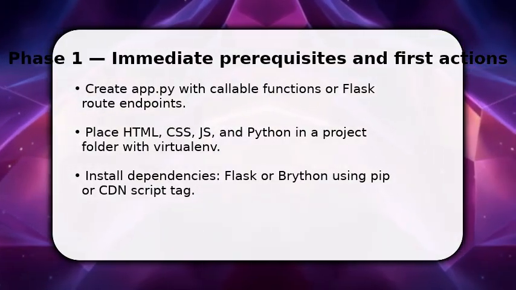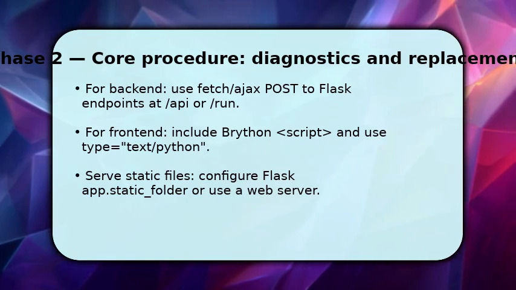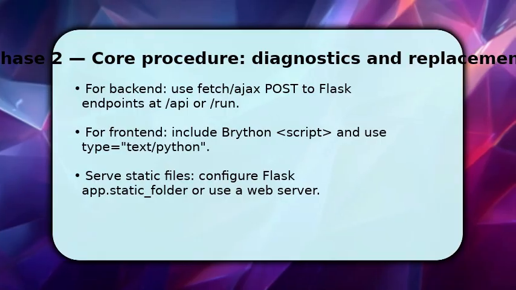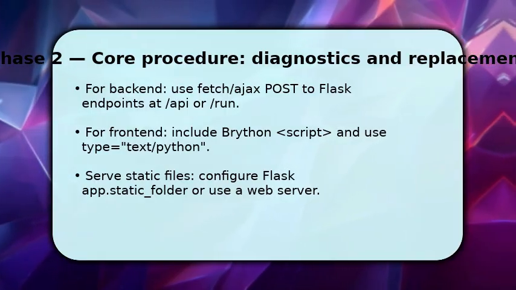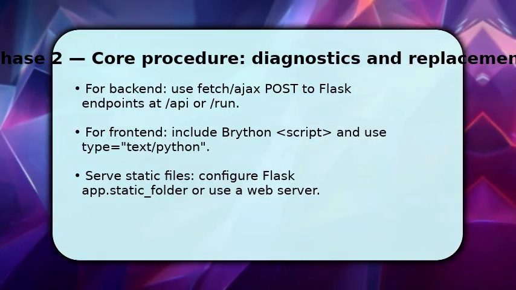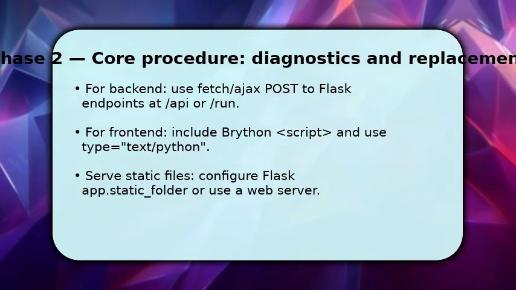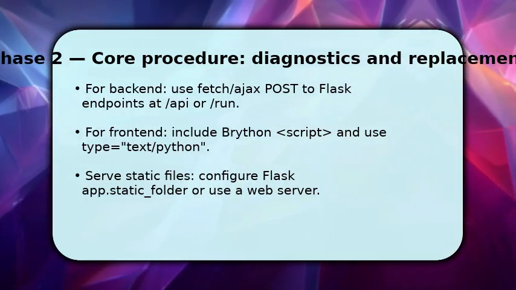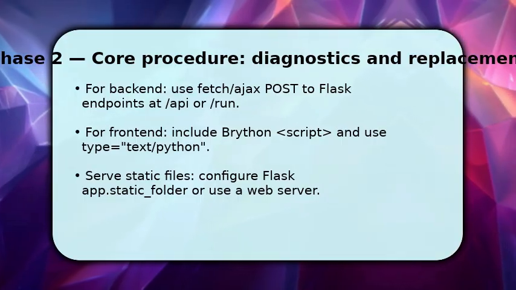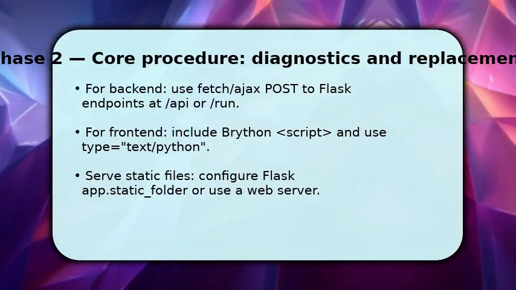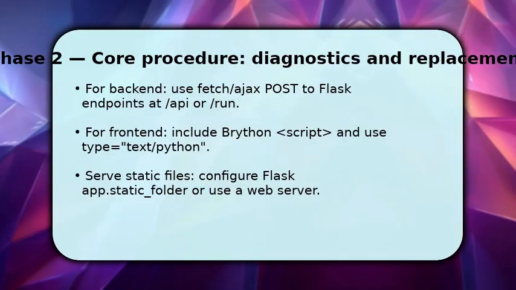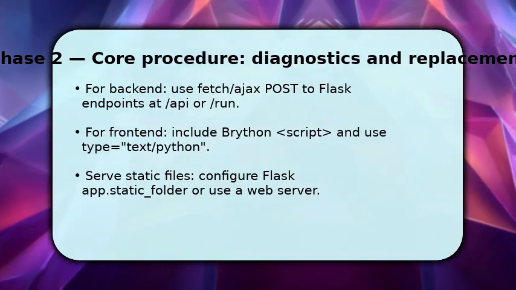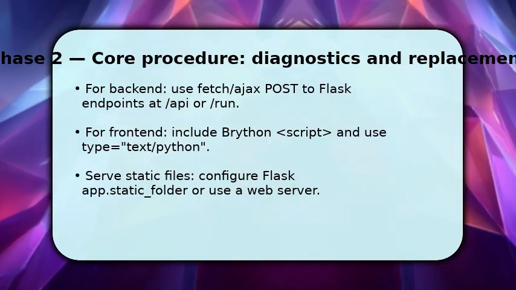Next, wire HTML to the Python logic. If you use a backend like Flask, create routes that accept fetch requests from your page. Use JSON for payloads and return JSON responses. If you run Python in the browser, add the Brython script tag, then place script type="text/python" blocks or import your .py file. Make sure static serving is configured correctly so HTML can load scripts, and that CORS is handled when calling endpoints from other origins.